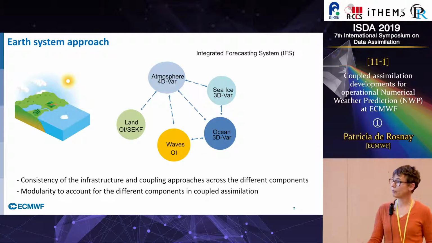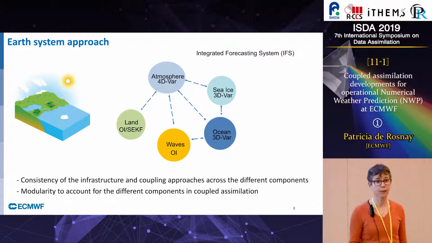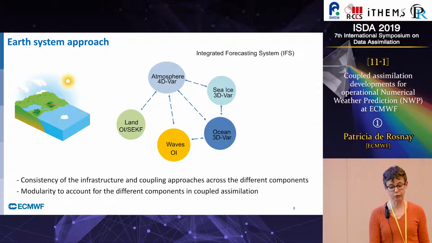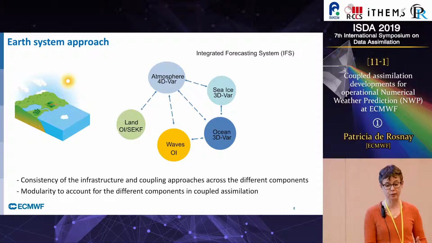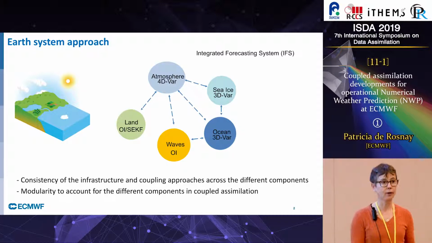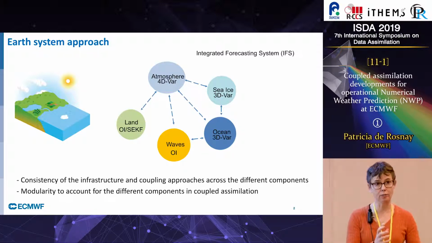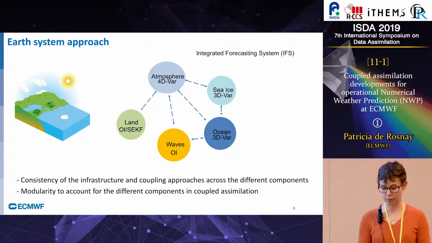And we also want to have some modularity of the coupling between these different components. We need to be able to switch off one of these arrows. We need to be able to run, for example, a land reanalysis at high resolution without the rest of the system, forced by the atmosphere. And we need also to be able to switch off the coupling between the ocean and the atmosphere. So we need modular and flexible coupled assimilation implementation.